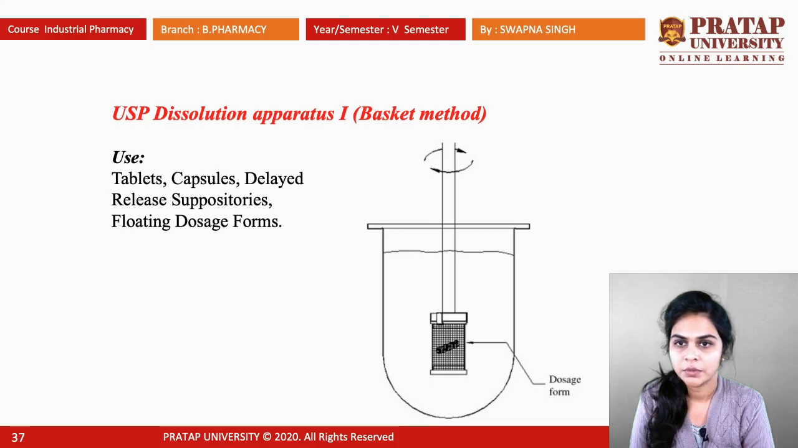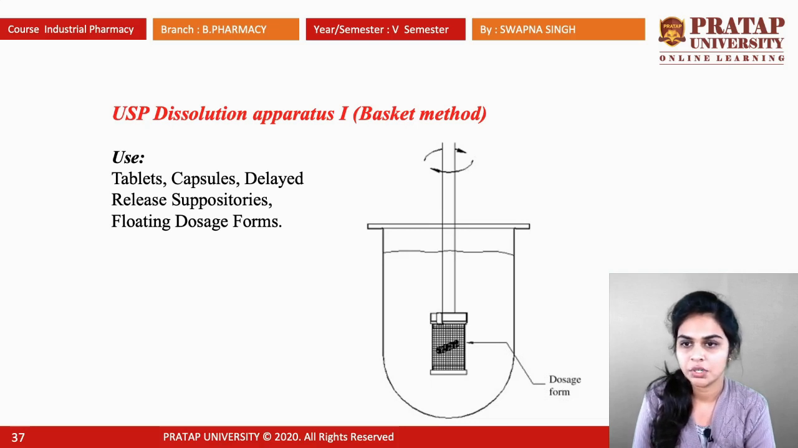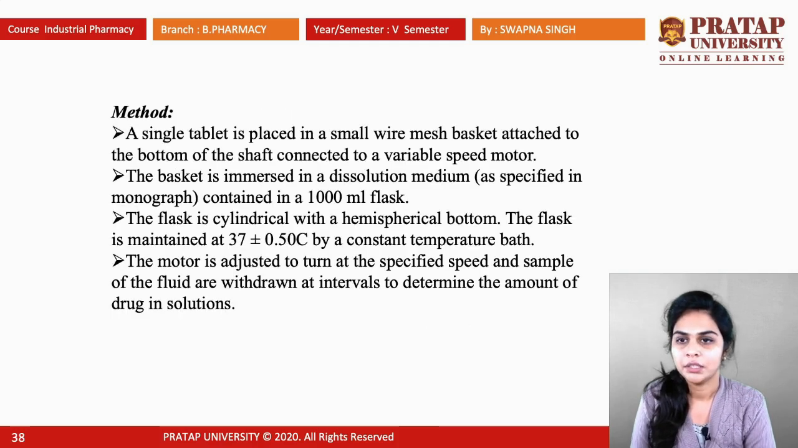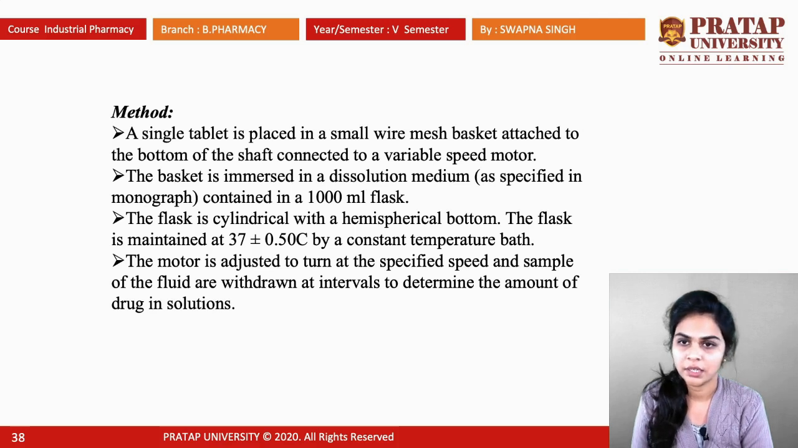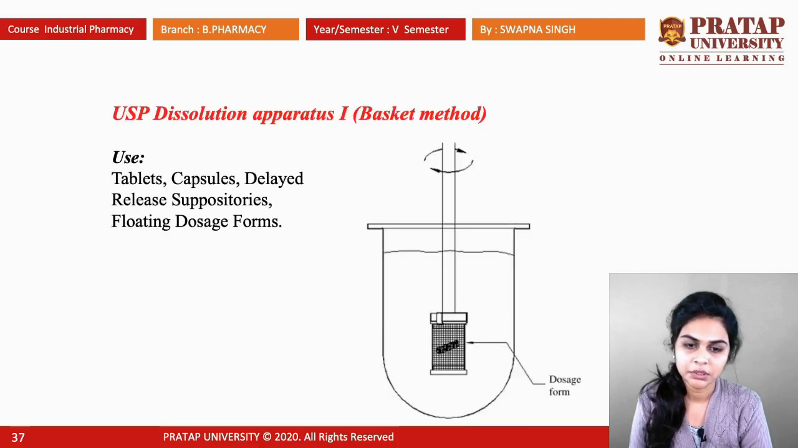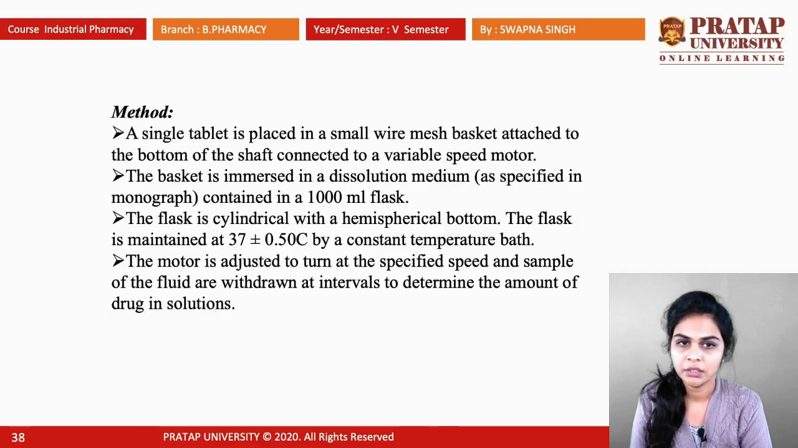So first one is USP dissolution apparatus first, also known as basket method. We mostly follow the USP dissolution apparatus, so we go through it. A basket type method contains a basket-like structure, which is mostly used for dissolution of tablets, capsules, delayed release forms, suppositories, and floating dosage forms. The method is that a single tablet is placed in a small wire mesh basket, which is attached to the bottom of a shaft connected to a variable speed motor, and then the basket is immersed in dissolution media.